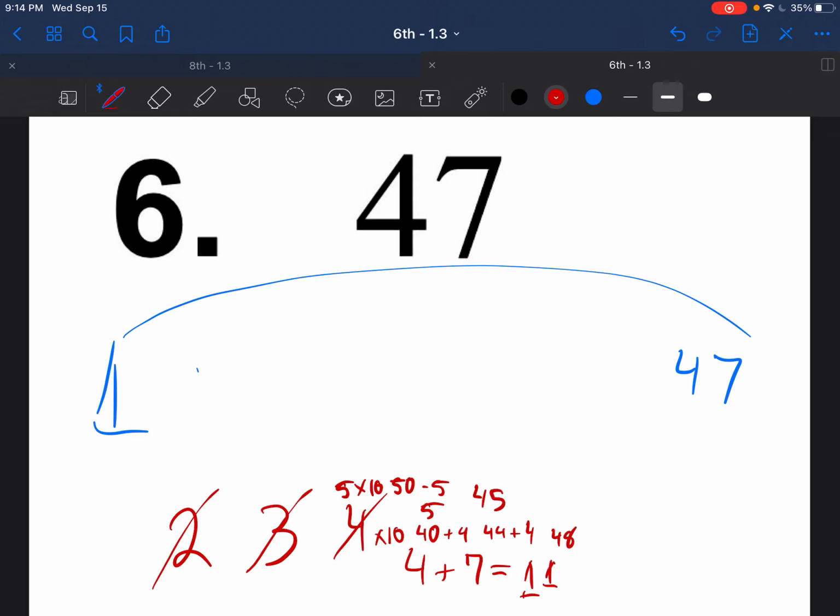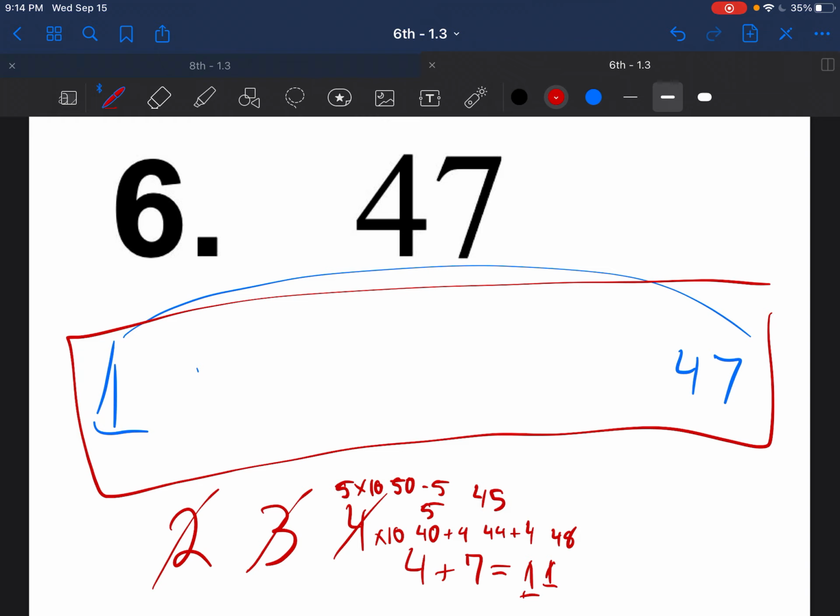6 doesn't go into it. 7 doesn't go into it. 8 doesn't go into it. 9 doesn't go into it. 10 doesn't go into it. So it looks like the only numbers that go into 47 are going to be 1 and 47. And sometimes, ladies and gentlemen, this happens.